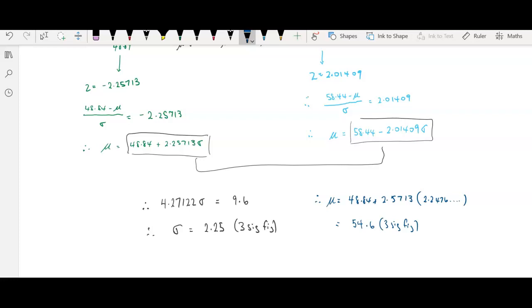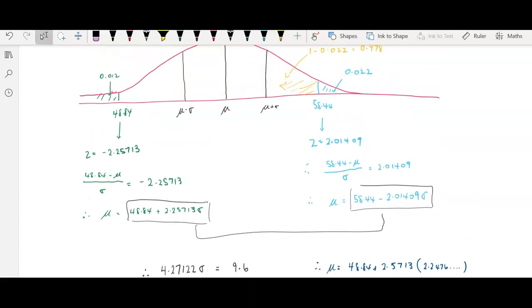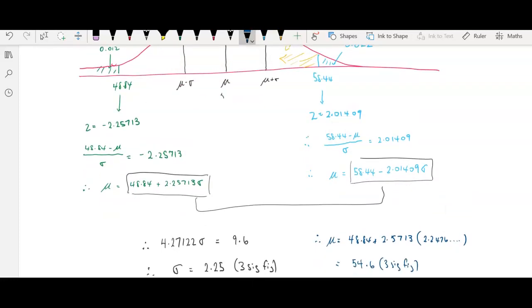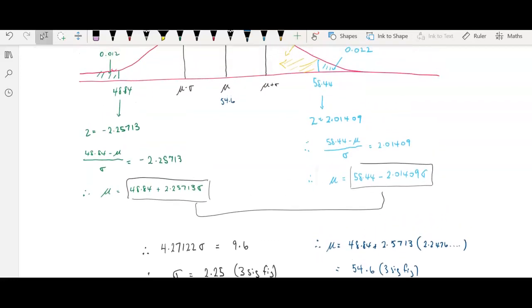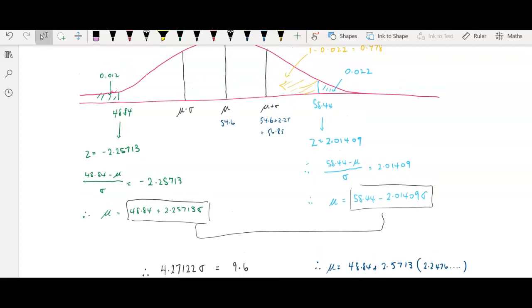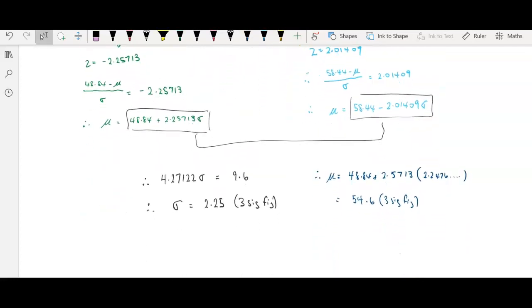So let's just see if that looks like it makes sense. 54.6 goes in here, and a standard deviation of 2.25, which would give me 54.6 plus 2.25. So it's in the region of 56.85, which looks absolutely spot on. So we can, I think, confidently go forward with those as our results.